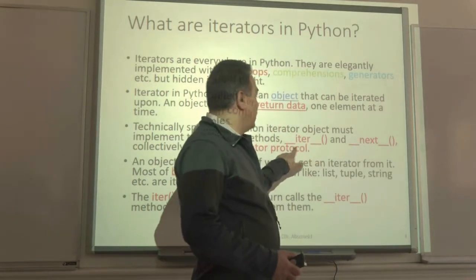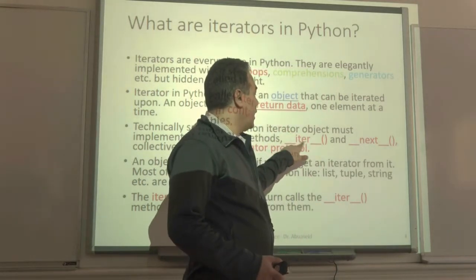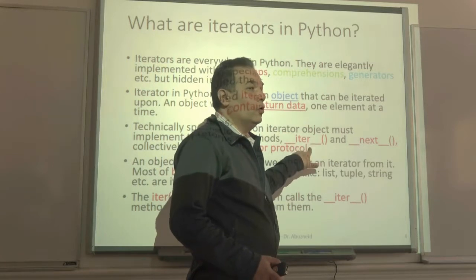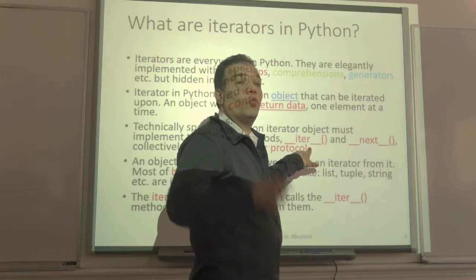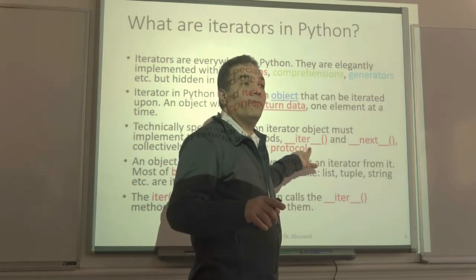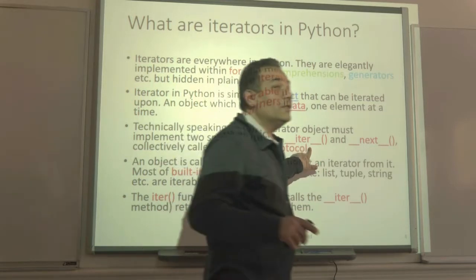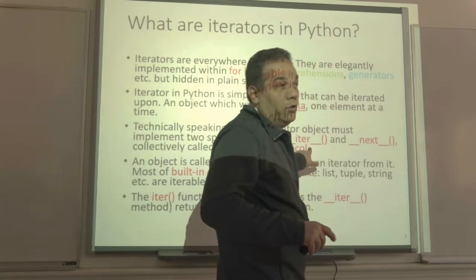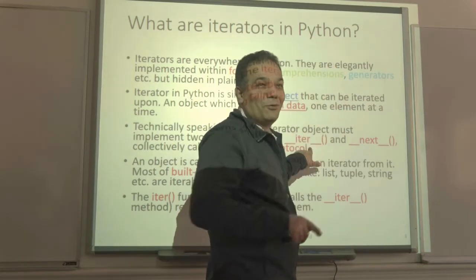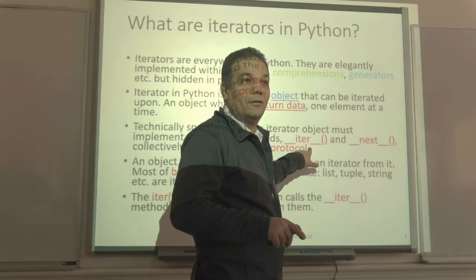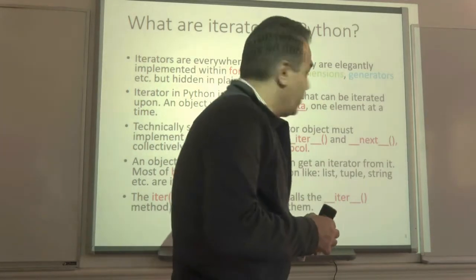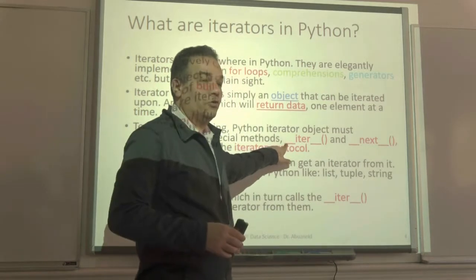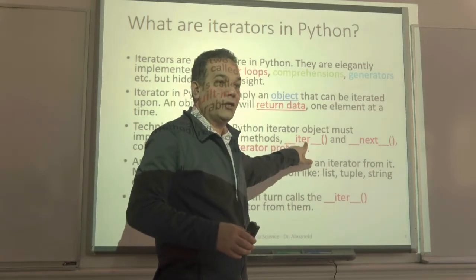All right, so to be able to do that, you have to create two functions, iter and next. When you see functions in this format, underscore underscore iter underscore underscore, what does it mean? One person speak up. It's a constructor? It's not a constructor. Constructor is what? Init.